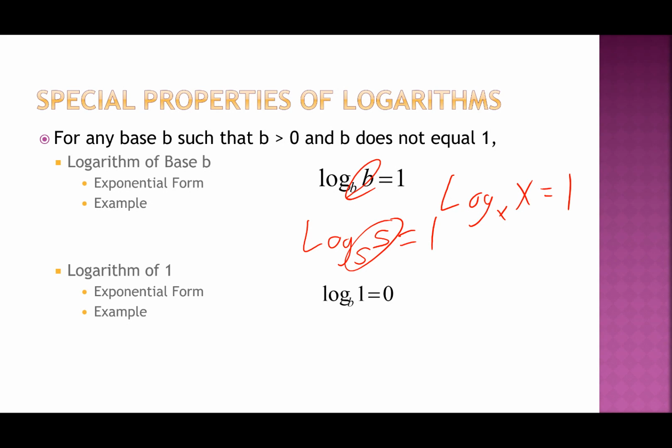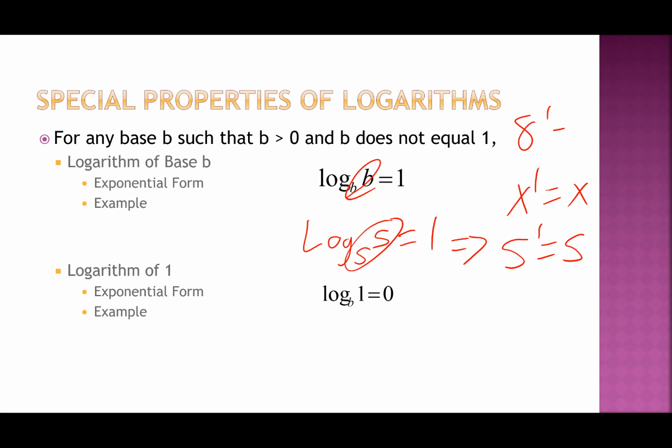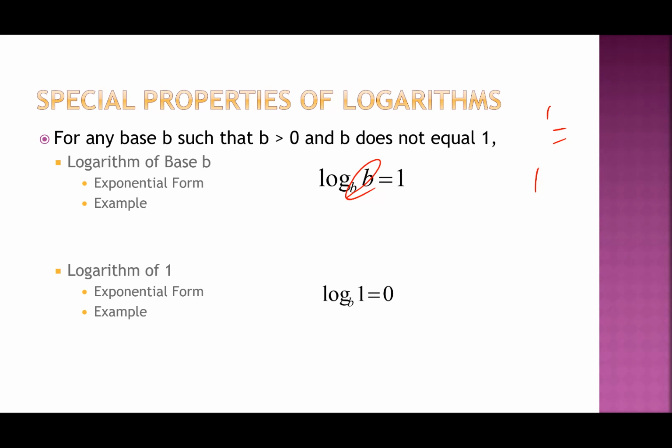And the reason for that is if you think about it in exponent form. In exponent form, this would be 5 to the 1st power equals 5. And that's going to be true with anything. If you had x and x, it'd be x to the 1st power equals x. If it was 8 and 8, it'd be 8 to the 1st power equals 8. So basically, you're saying that these are equal to each other, which must mean that the exponent on that is 1. So just something to keep in mind.